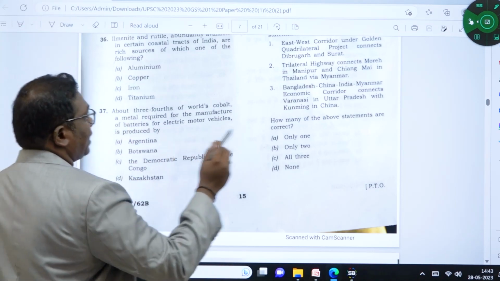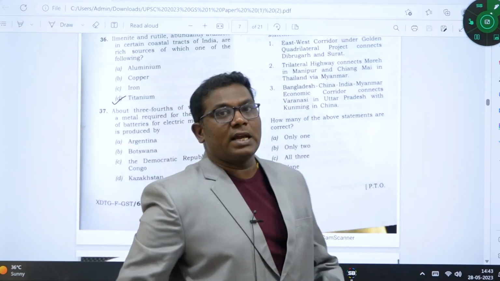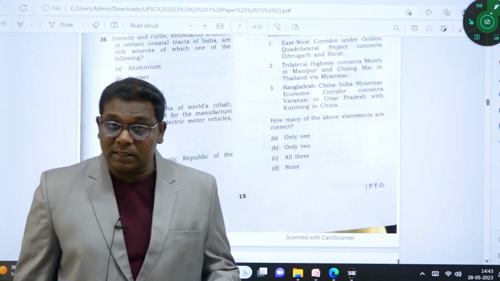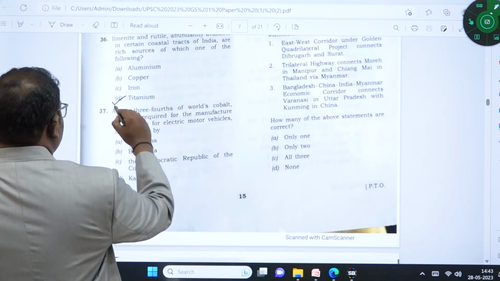It is a factual based area. Generally, we mug up during the preliminary examination. I have given you the list of minerals and their ores. So, it was directly asked. It was a basic NCERT question. Titanium, D is the right answer.